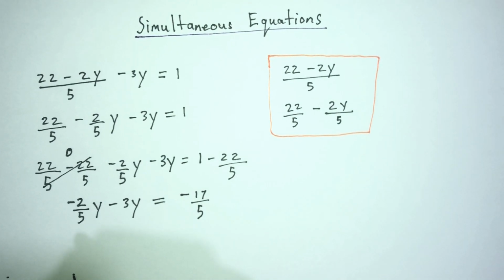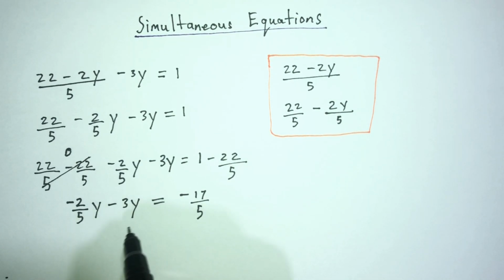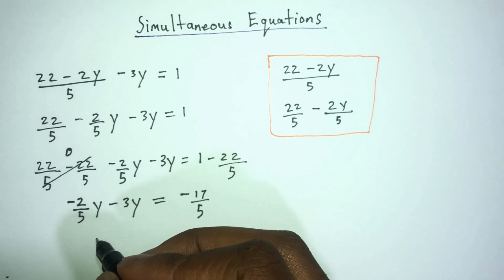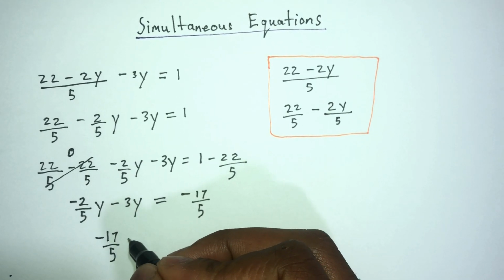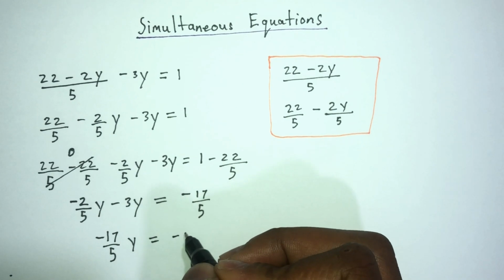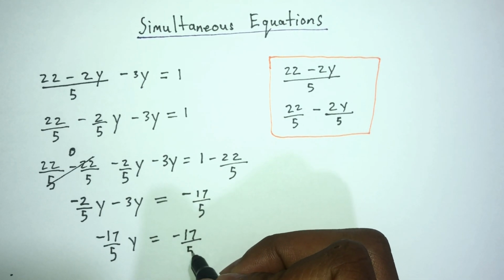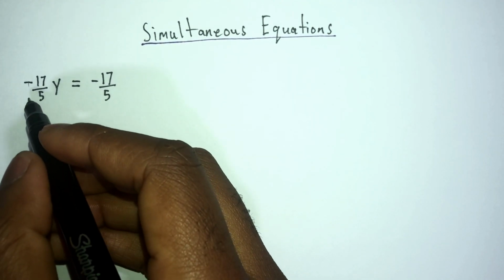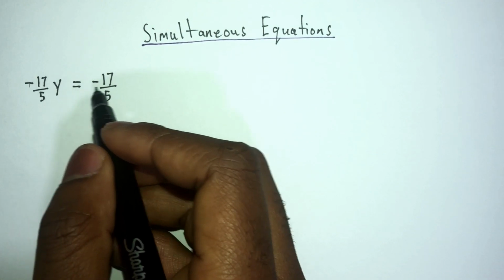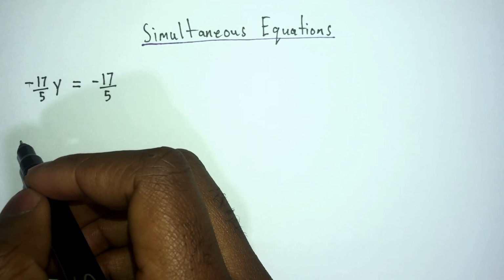And now we're going to add our y terms. Negative 2 over 5y minus 3y equals negative 17 over 5y. And this is all equal to negative 17 over 5. We're still solving for y. So here we have negative 17 over 5y equals negative 17 over 5.